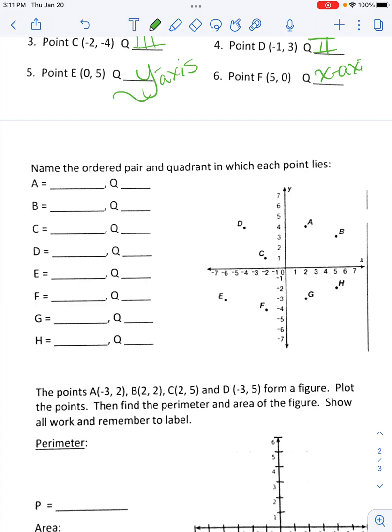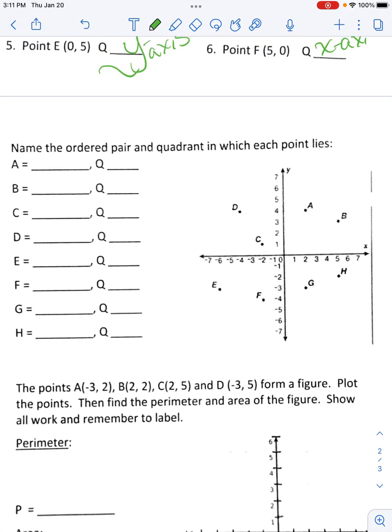Same thing with the back here. Now that we're getting the hang of this, why don't you pause, do A through H, and then unpause, and let's see if you get these correct.